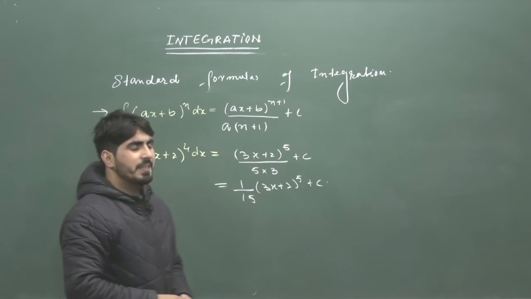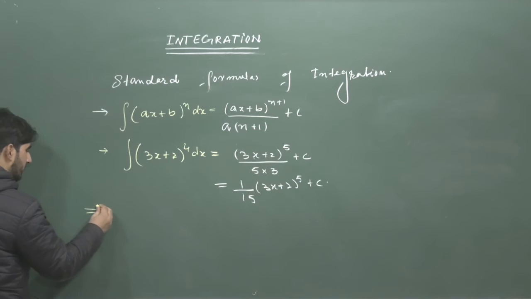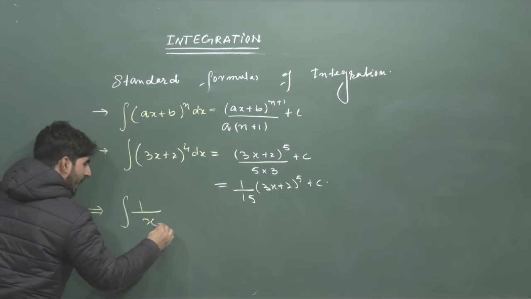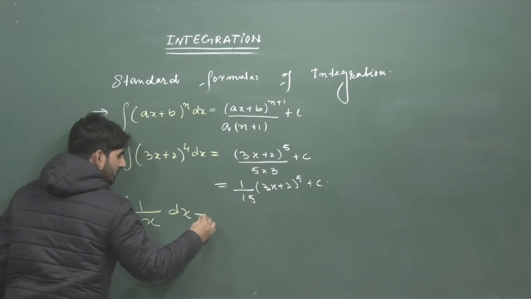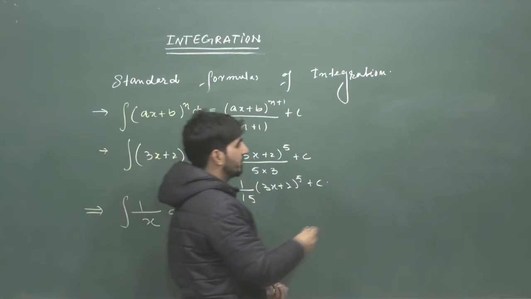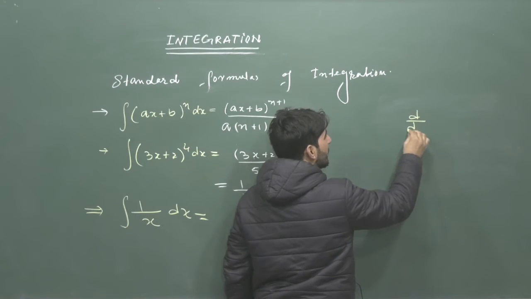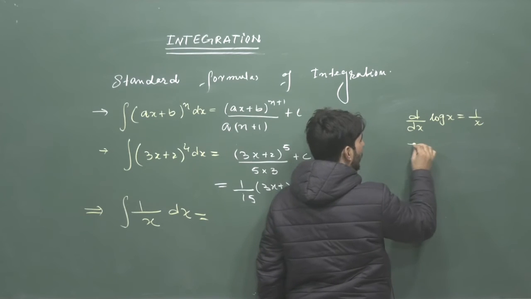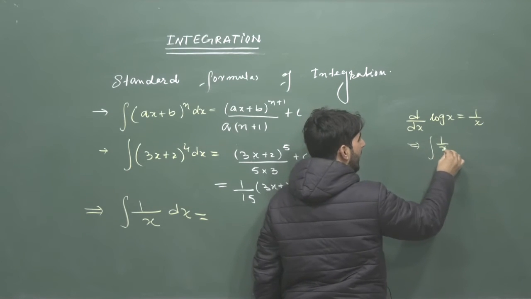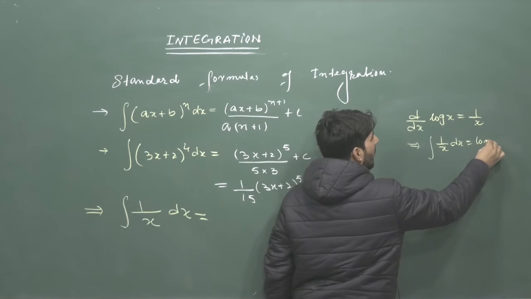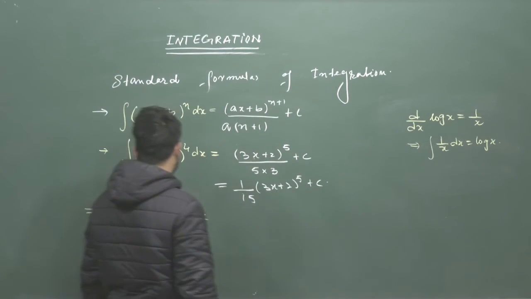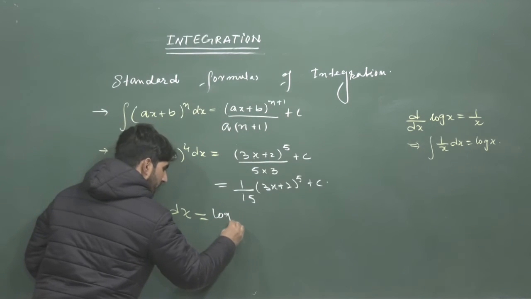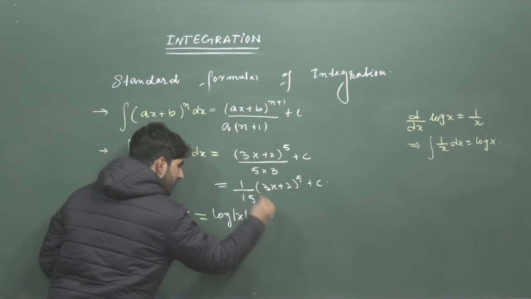Now the third formula is integration of 1 by x dx. As we know that differentiation of log x is 1 by x, thus we can say integration of 1 by x dx is log of mod of x. So we can say here integration of 1 by x dx is log of mod of x plus c.